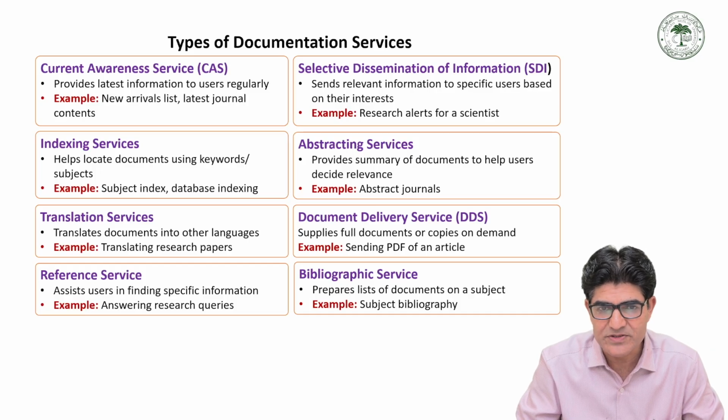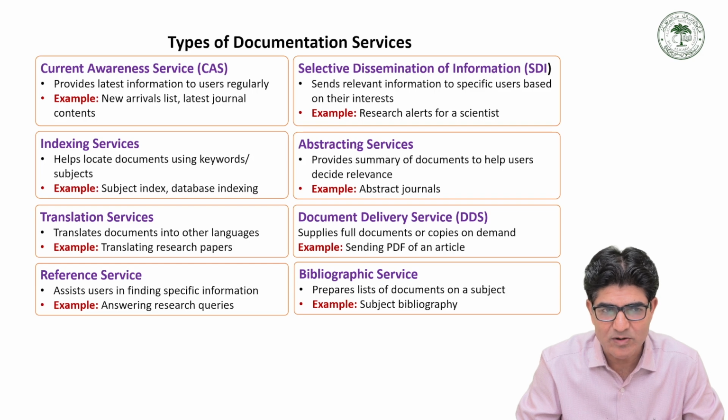When we talk about abstracting services, this is just an extension to indexing service. Along with the bibliographic details of the articles, in abstracting services a summary of the document is also provided to help users decide the relevance of the document. Examples of abstracting services include abstracting journals in different subjects, for example, Chemical Abstracts in the field of chemistry, Biological Abstracts in the field of biology, and Library and Information Science Abstracts in the field of library and information science.